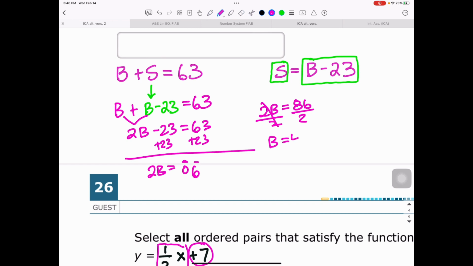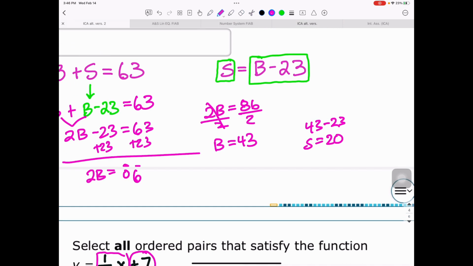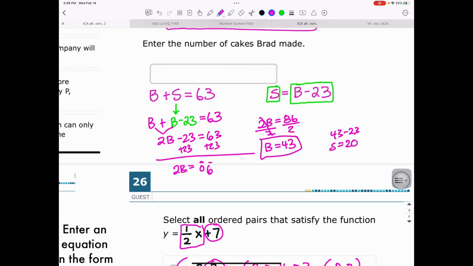Brad equals 43. And if we take 23 away from Brad, so if we minus 23, 43 minus 23, that's 20. So Sally made 20. Does that work? Yeah, 43 plus 20 is 63, and 43 is 23 more than 20. Yep, Brad made 43.